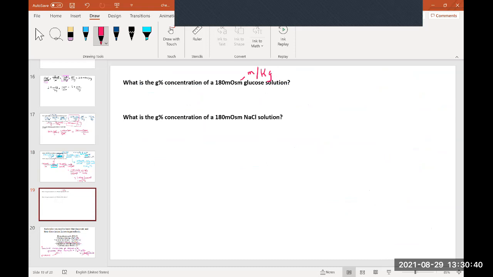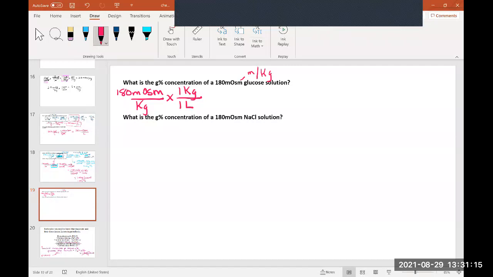We're starting now at 180 milliosmol per kilogram. And that means I now need to convert my kilograms to liters. And because we're playing with water, 1 kilogram of water has a volume of 1 liter. Again, this step only applies in our class because we're playing with water as a solvent.